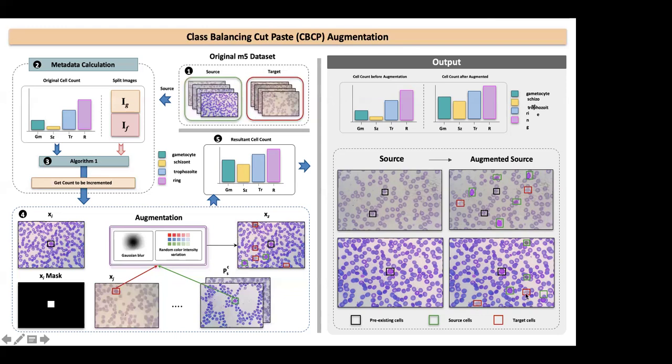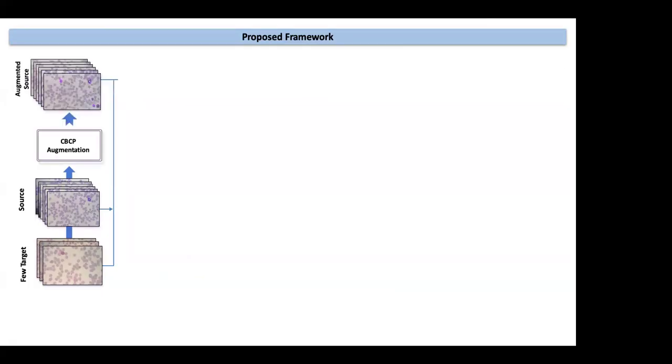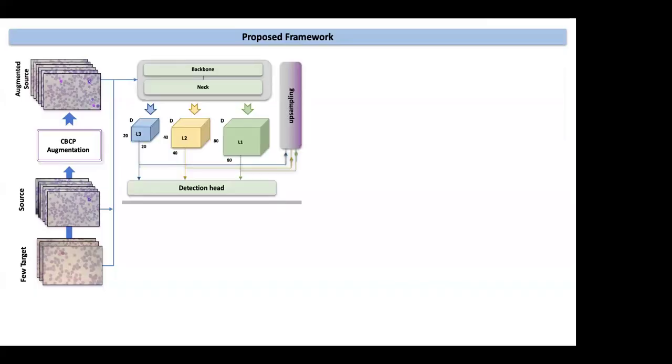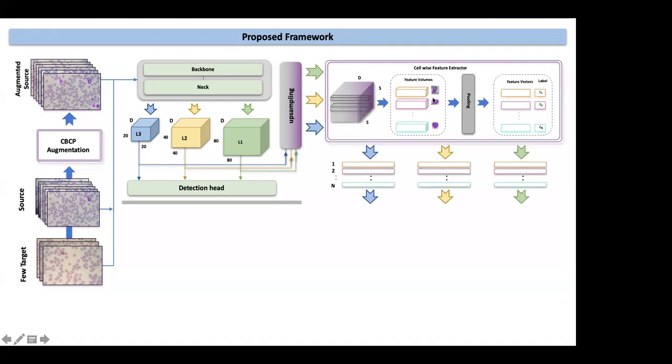These are the few cells which are either coming from the low quality microscope or the source domain. So what we did, given that we have a few targets in the source domain, we applied this augmentation, which we call CPCP, which means the cut-paste class balancing technique. And then we use the standard object detectors. We get the feature from the multiple heads, for multiple resolutions, capturing the multiple sizes of the objects. And then we get the features for each of the cells, apply the pooling to do the classifications for each cell.